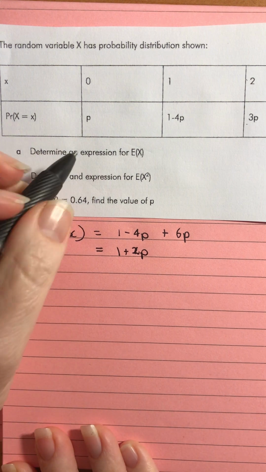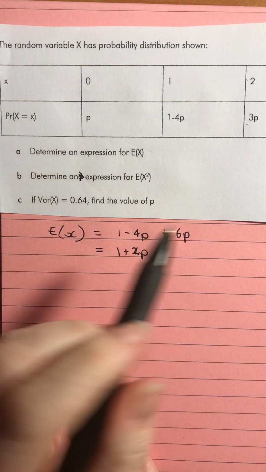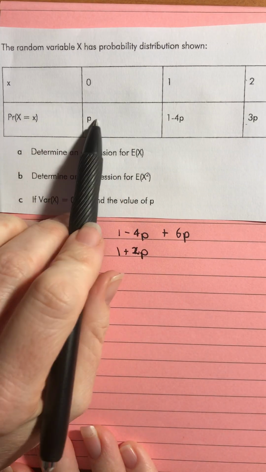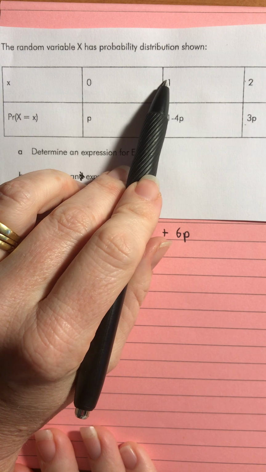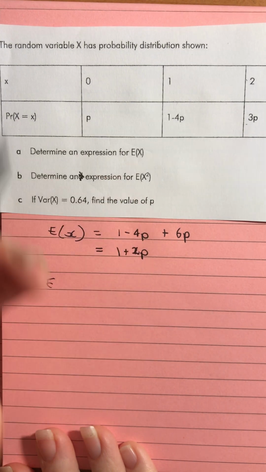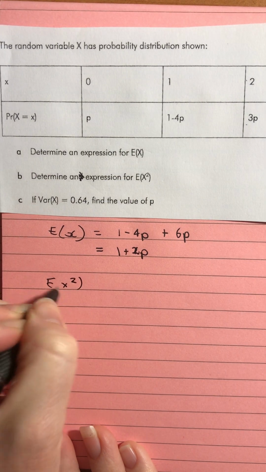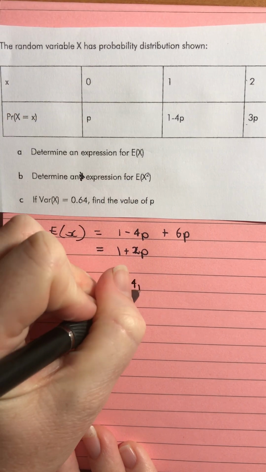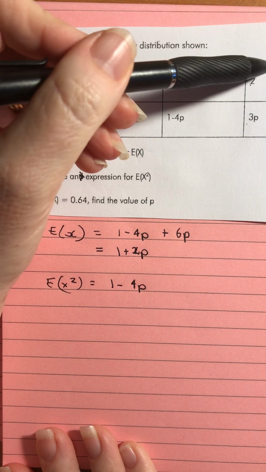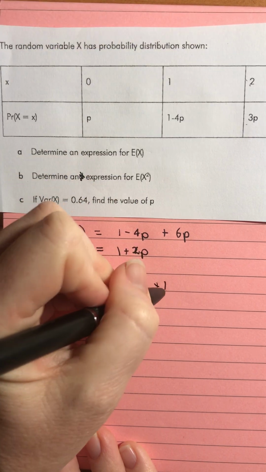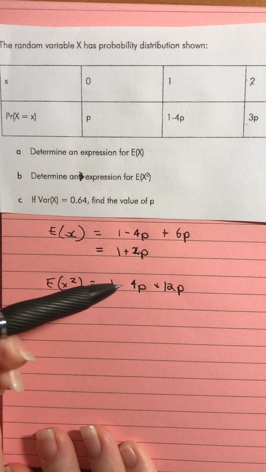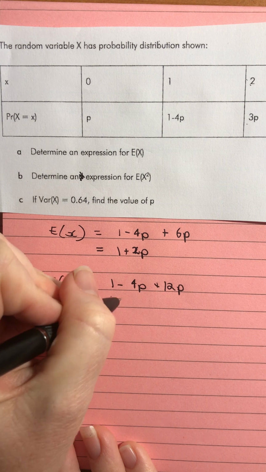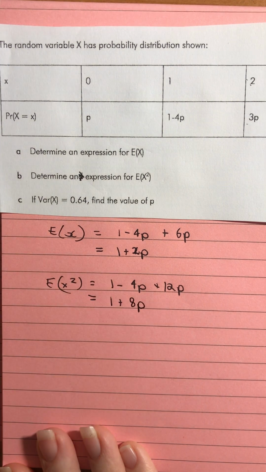Then it says determine an expression for E(X squared). So that's where we go and square each of these and multiply. So the 0 is still going to be 0. 1 squared is going to be 1, and then we're multiplying by that. So we've got 1 squared times (1 minus 4p), and then we've got 2 squared, which is 4. 4 times 3p will be 12p. So we get 1 take away 4p, and then adding 12p, so we've got 1 plus 8p.